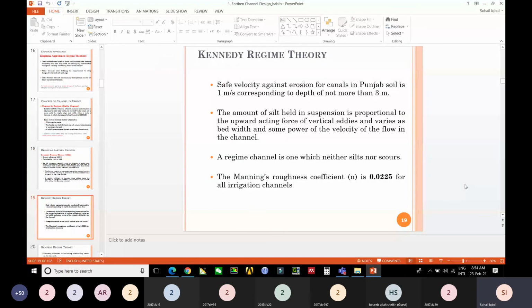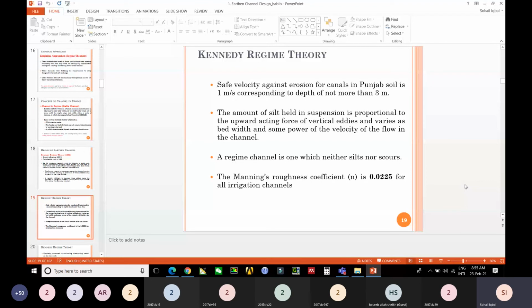His next conclusion is that the velocity against erosion of the canal in Punjab is 1 meter per second, corresponding to a depth of not more than 3 meters. So if the channel depth is 3 meters and the velocity is 1 meter per second, then there will be no erosion and no deposition. These are his assumptions. We cannot say that these assumptions can also be implemented in our canal structure.